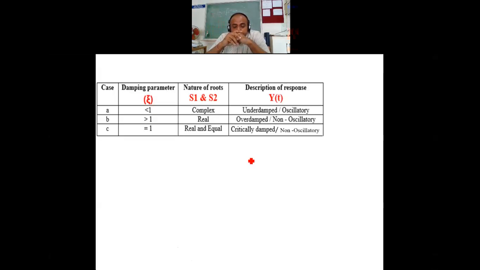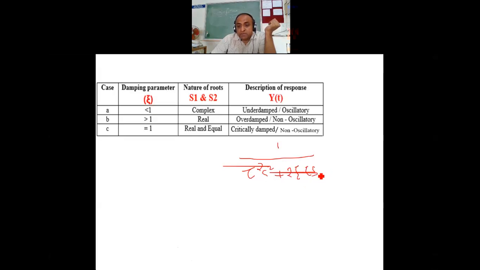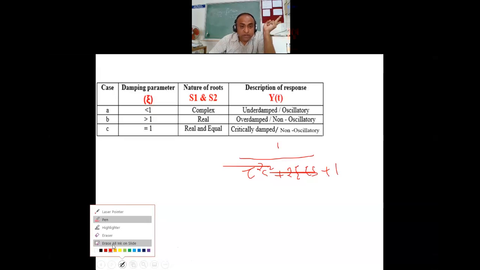Please remember, a second order system always has, in the denominator, tau square s square plus 2 xi tau s plus 1. Always it should have this. Here in the second order system, please remember, you get two terms.